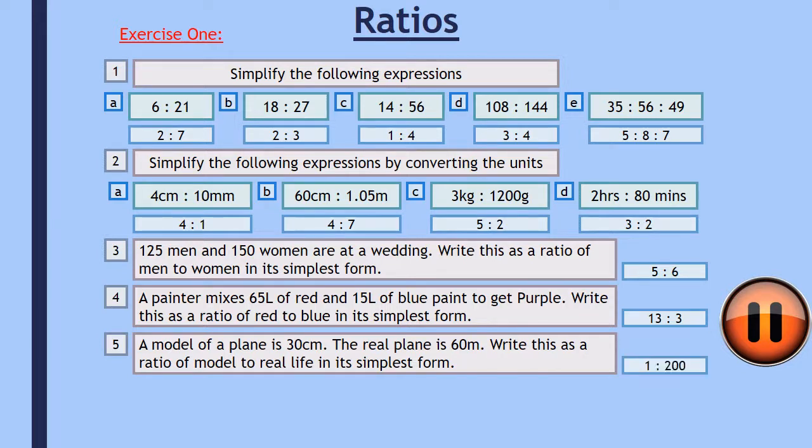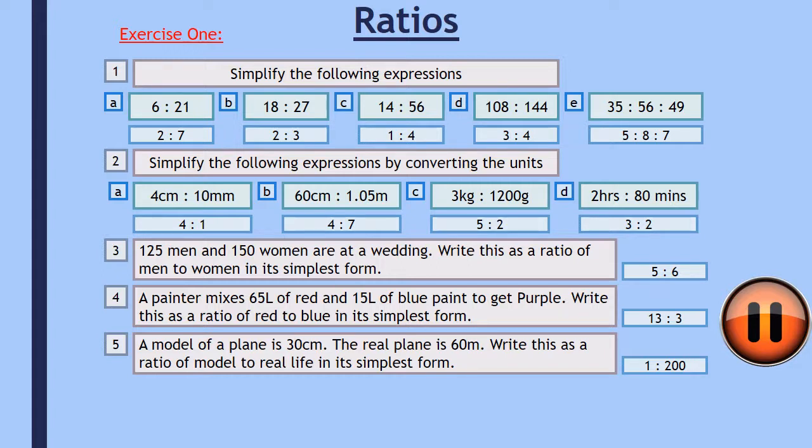And lastly, a model of a plane is 30 centimetres. The real plane is 60 metres. So a model is when we look at a real life object that's mammoth size, and we try and create a smaller version of it, but we have to make sure we match it up and use a scale, which we're going to be looking at later on in the week. And we need to write this as a ratio of model to real life in its simplest form.